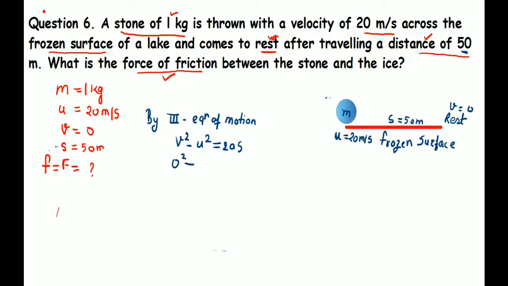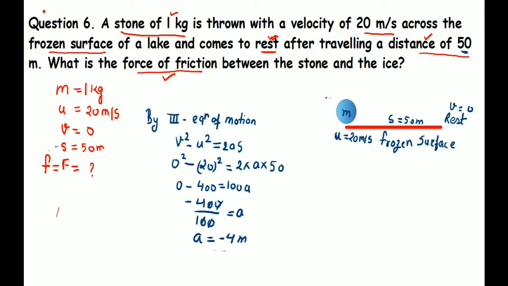V is given as 0, the final velocity, and u is given as 20. So we will place 0 minus 20 whole square is equal to twice of a s. A is unknown over here, and the value of s is 50. Now if we solve, 0 minus 400 is equal to 100 times acceleration. Now we can solve: minus 400 divided by 100 is equal to a. This will give us the value a equals minus 4. Correct? Minus 4, and the unit of acceleration is meter per second square.